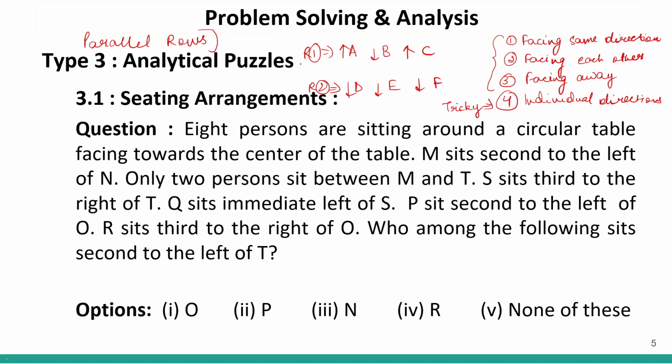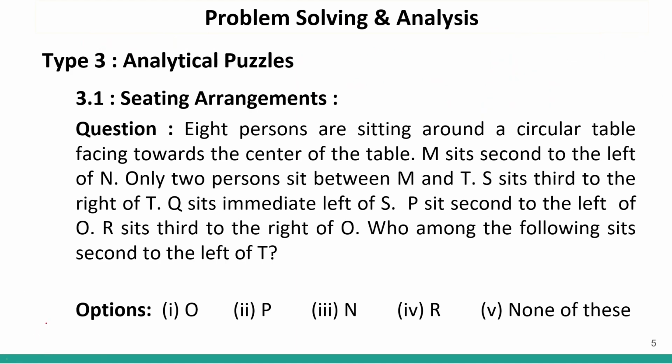Parallel rows, usually there are 2 rows, but in some questions you can also get 3 rows. These are also called double lineups or triple lineups. This is another name that we use for parallel row seating arrangement. Okay, so let us understand this with the help of a question. So this question is of circular seating arrangement. 8 people are sitting around a circular table facing towards the center of the table.